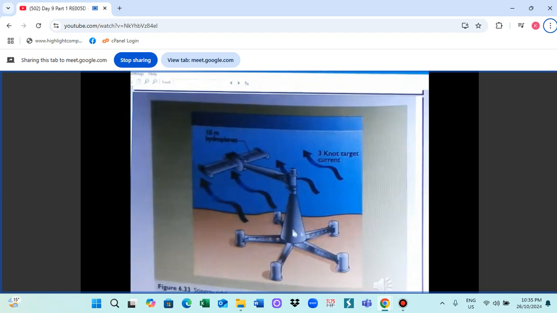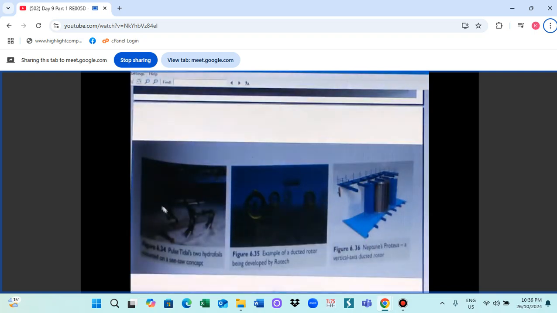And the tidal wave is here, hydro plane is here. The generator is here. So all these are tidal waves, these are typical construction types.